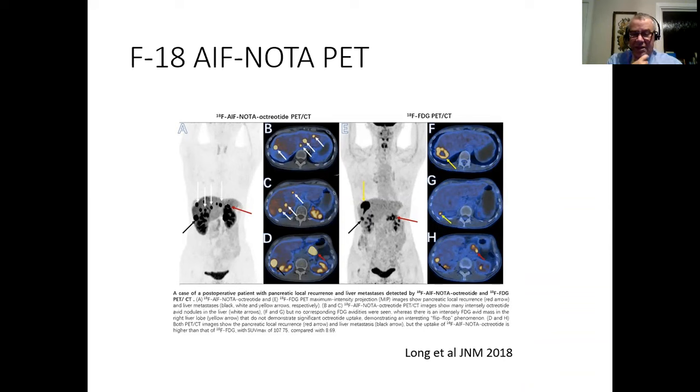And this is, again, showing that you sometimes need to image with both. So if you had just done the fluorinated NOTA octreotide, you might say, oh, I'll treat that patient with PRRT, but in fact, if you'd done the FDG PET in this patient, you would have seen there was quite a big liver lesion that you would not have treated. And this patient may need a combination of chemotherapy and then PRRT.